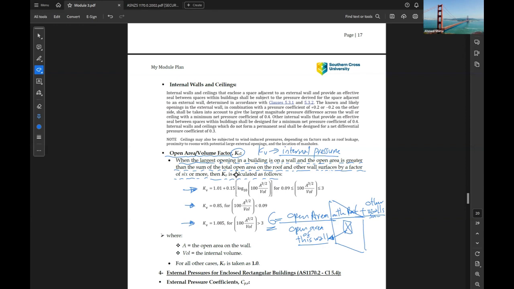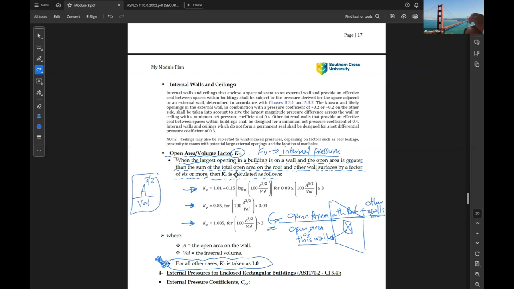If this percent is less than 6, you can take KV as 1. So in our case, we can take KV as 1, but if the open area in the roofs and other walls over the open area of the designed wall is 6 or more, you can take one of these factors. So we need to find a value called A to the power 3 over 2 over the whole volume. So you have to find this value.